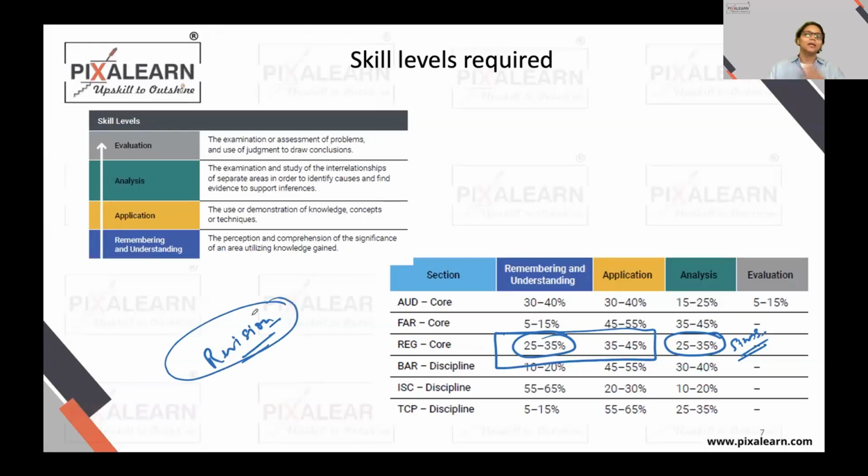If you're able to frequently keep revising whatever you're doing, so when you keep a boulder and put it at the top, make sure that the boulder is not falling down again. As simple as that. That is the only mantra that I'm going to give you in REG.